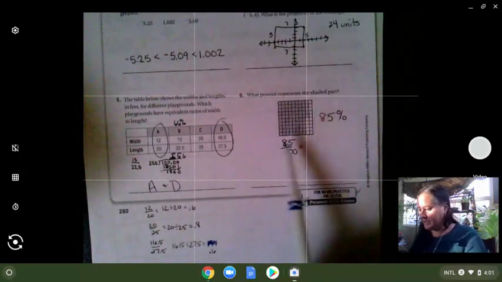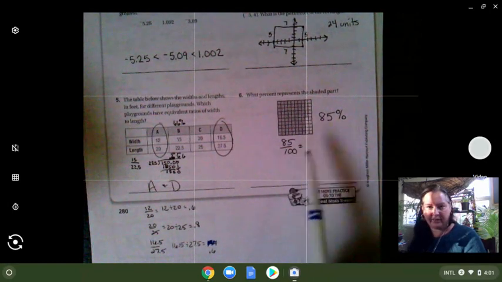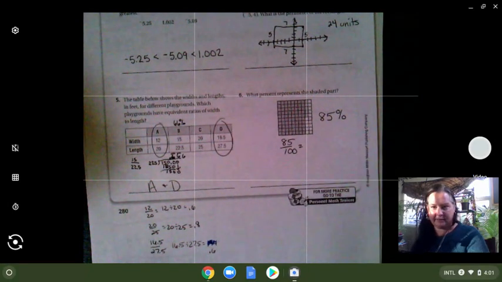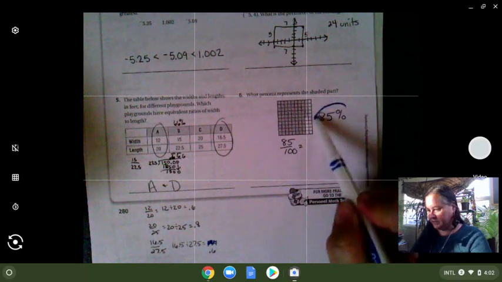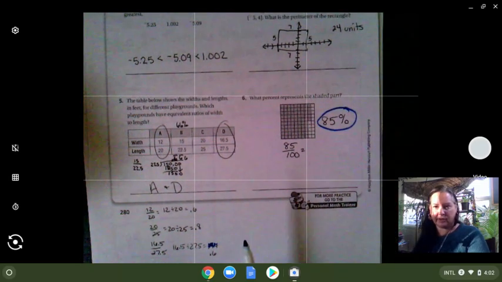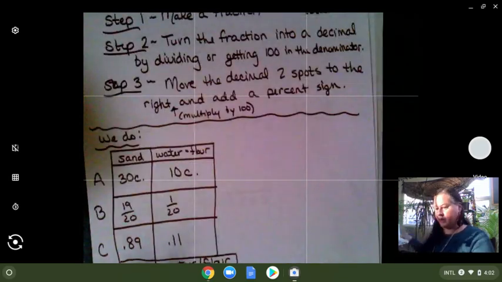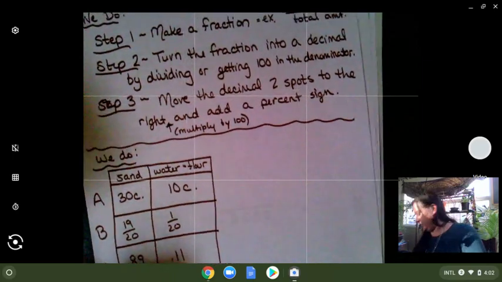This last one is 85% is shaded. 85 over 100 or 85%. And they want it in a percent, so you would want to make sure that you answer with the 85 and the percent sign.